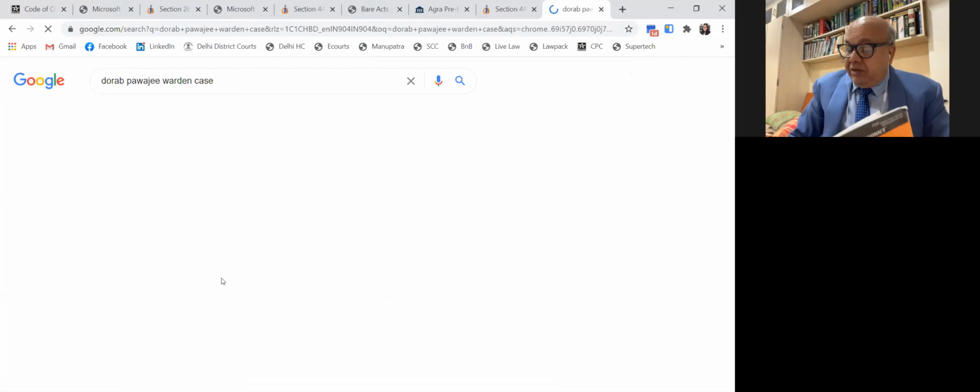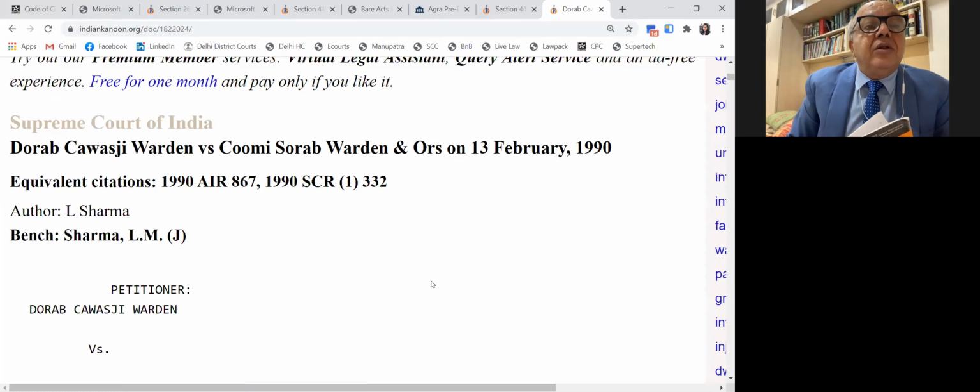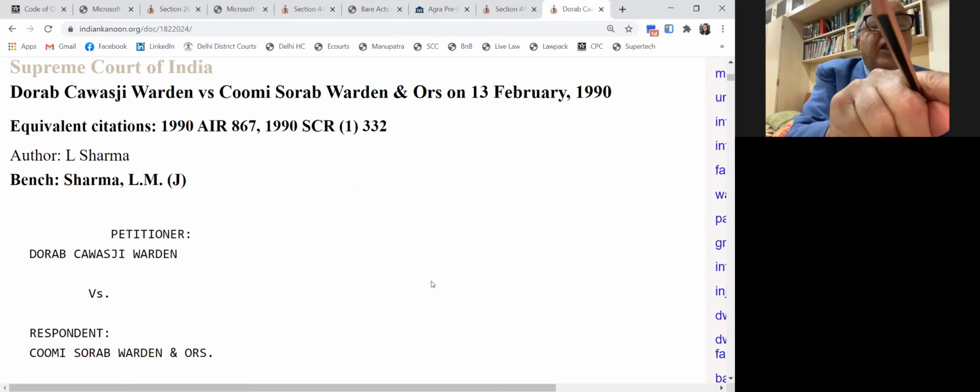Dorab Kawasji Warden versus Kumi Sorab Warden. That is AIR 1990 Supreme Court, page number 867. Now, in this case, what happened?